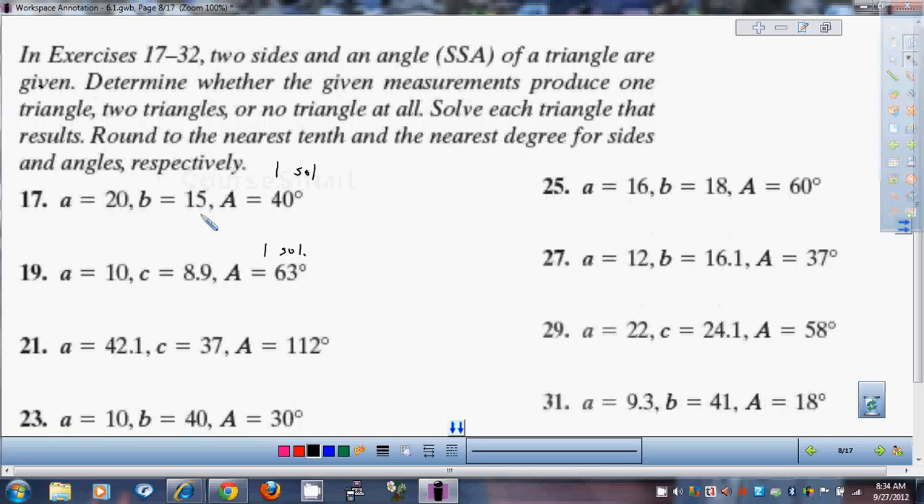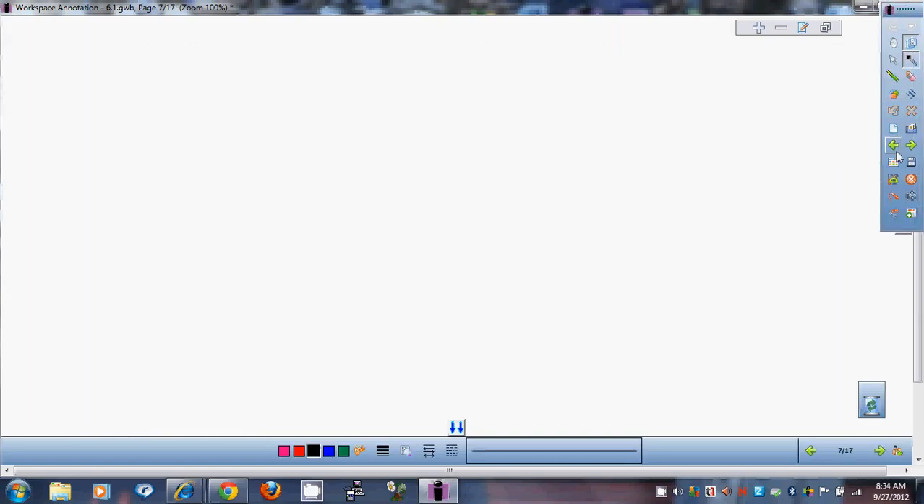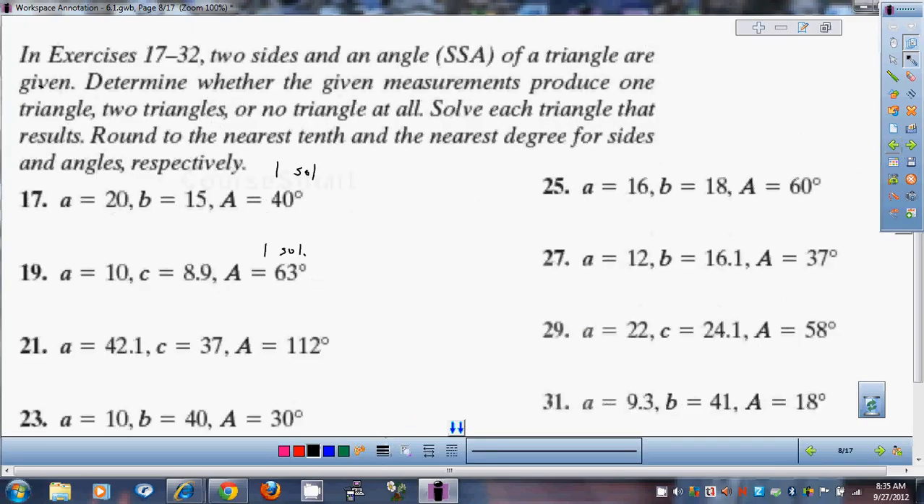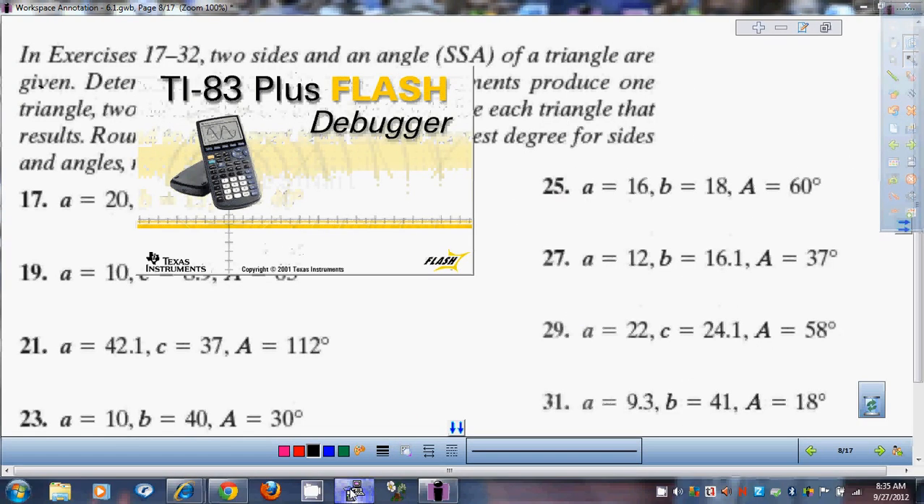We'll skip 21 for the time being, because we haven't talked about obtuse yet. Number 23, acute or obtuse? Acute. Is our side opposite the angle the biggest side? No. So I have to do the B sine A test. I need to compare it to B sine of A and see if it's less than, greater than, or equal to. So somebody punch into your calculator while I boot up my calculator, 40 times sine of 30. Please make sure you're in degree mode.